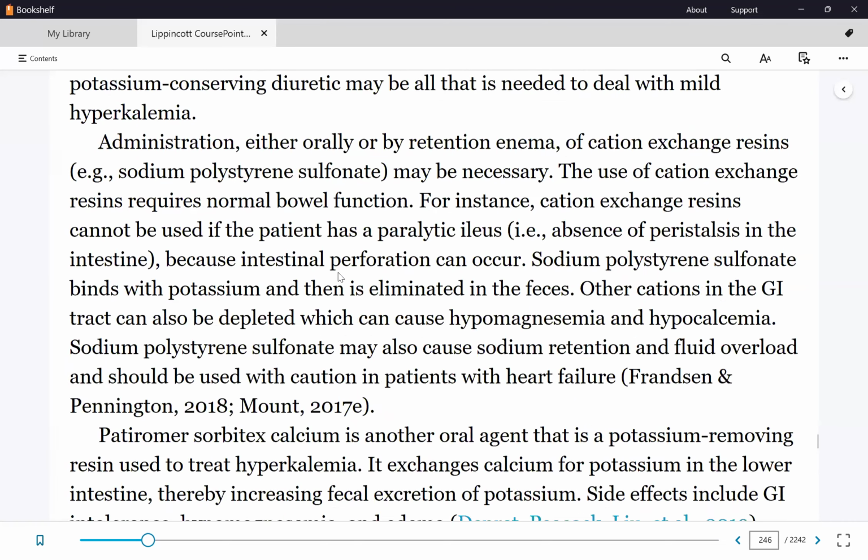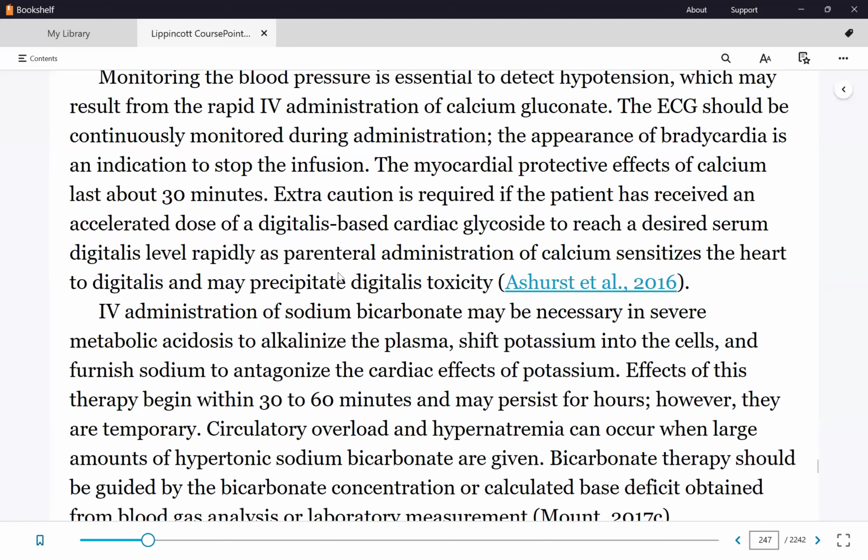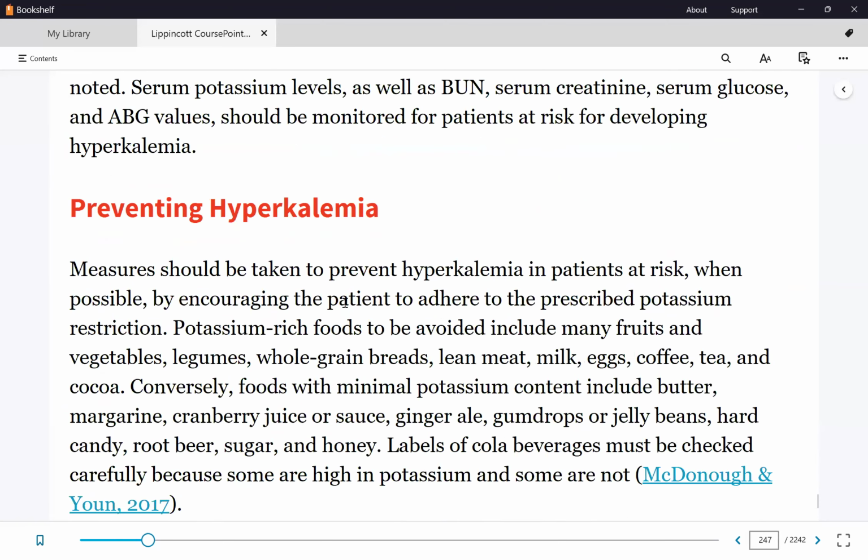Okay, all right. So that's it for sodium and potassium imbalances. Any question? Okay, take a break, come back 2:35.